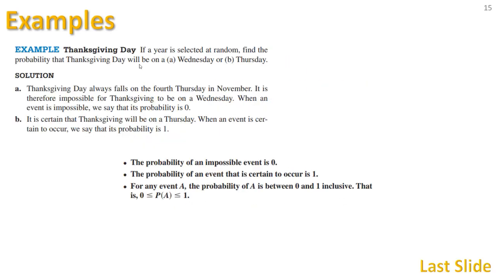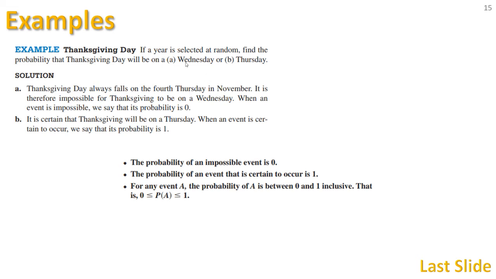Our final example is as follows. If a year is selected at random, find the probability that Thanksgiving Day will be on a Wednesday, or Thursday. And so this requires some knowledge of what Thanksgiving Day is all about and when it occurs. And so, by definition, I guess we can say Thanksgiving Day always falls on the fourth Thursday in November.